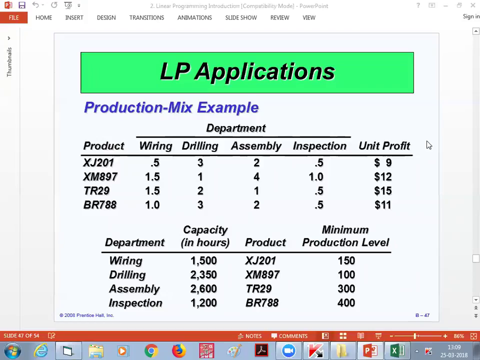All right, so what are we trying to decide here? Just as usual, how many products of each type to be produced. So the number of units of each product, A, B, C, D, to be produced, given our capacity constraints in each department, and given the minimum production levels, and we want to maximize the total profit contribution.